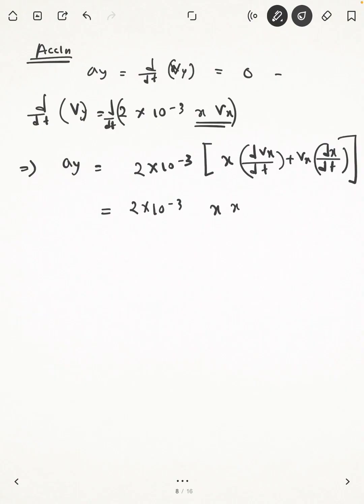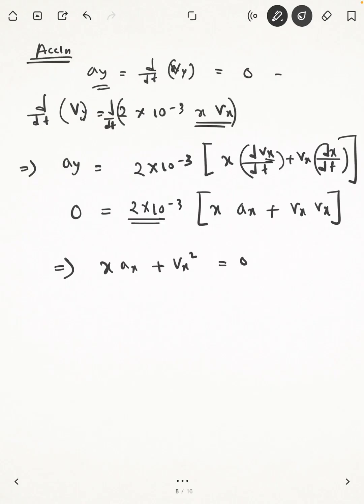This is x dot, or vx. Let's write vx. No, this is not vx. This is basically ay, and this is basically ax, sorry, in the x direction, plus vx. And this is also vx. And what is ay? The ay value is 0. So this term cancels out. x ax plus vx squared is equal to 0.